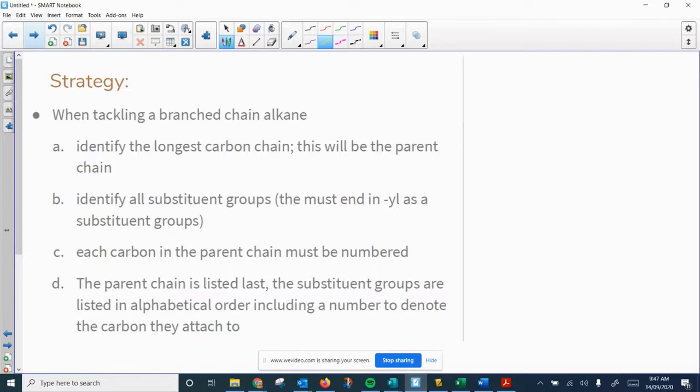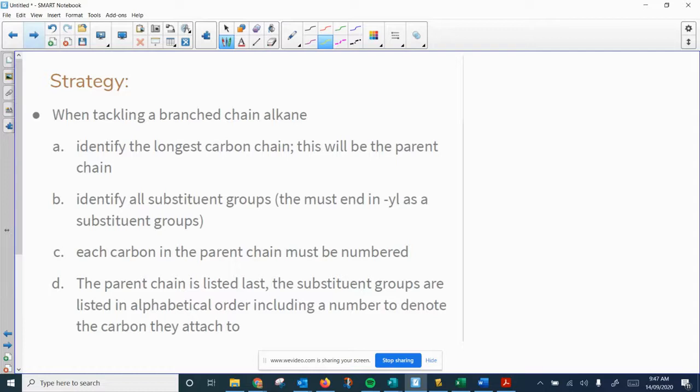So here are the strategies we use when we're naming or drawing these types of compounds. First, we identify the longest carbon chain. This will be known as the parent chain. In the name, it always comes at the end. Next, identify all substituent groups. They must end in YL to be a substituent group. A substituent group is another way of saying side chains.